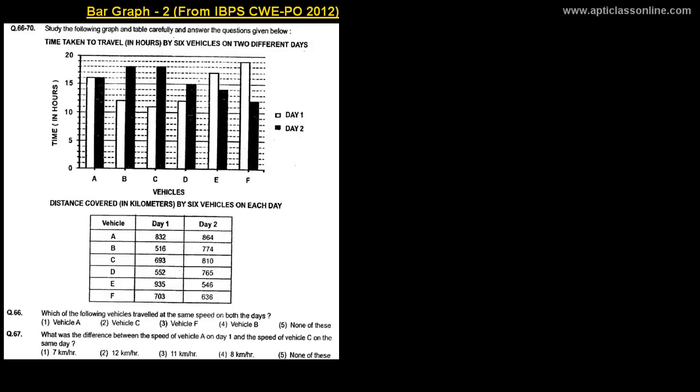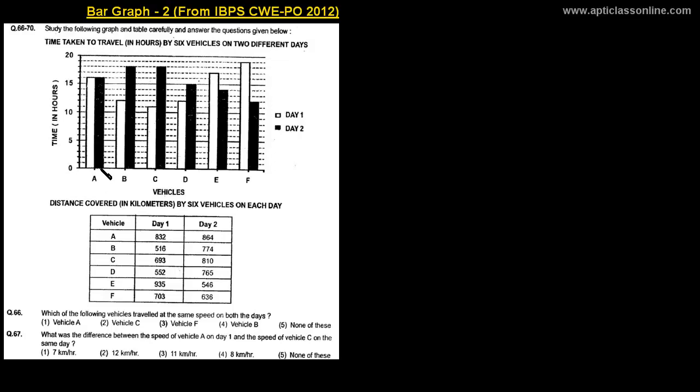certain questions. So let's read the question first. Study the following graph and table carefully and answer the questions given below. So the heading of the bar graph says time taken to travel in hours by 6 vehicles on 2 different days. Okay, so this bar graph gives us information about the time taken to travel by 6 vehicles.